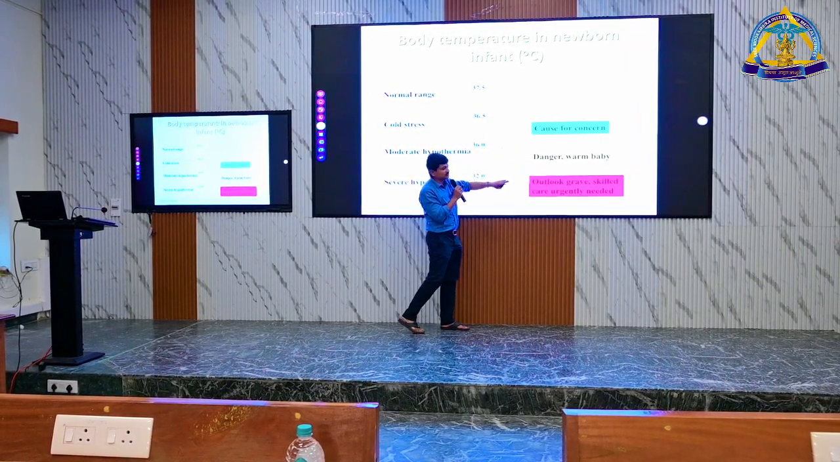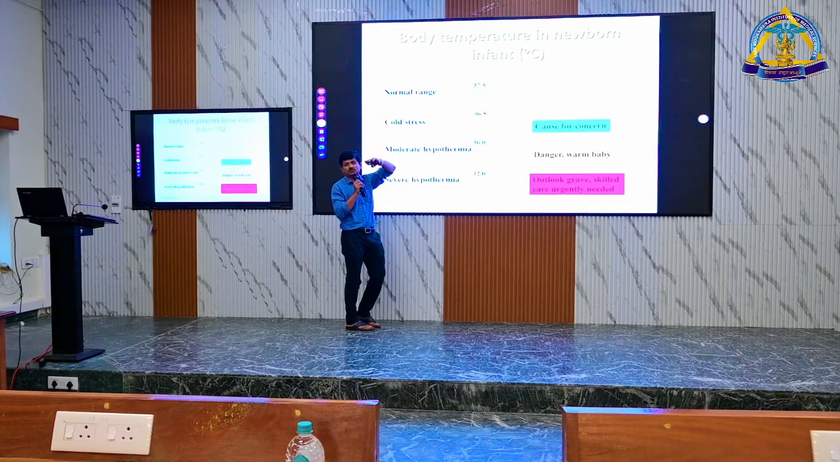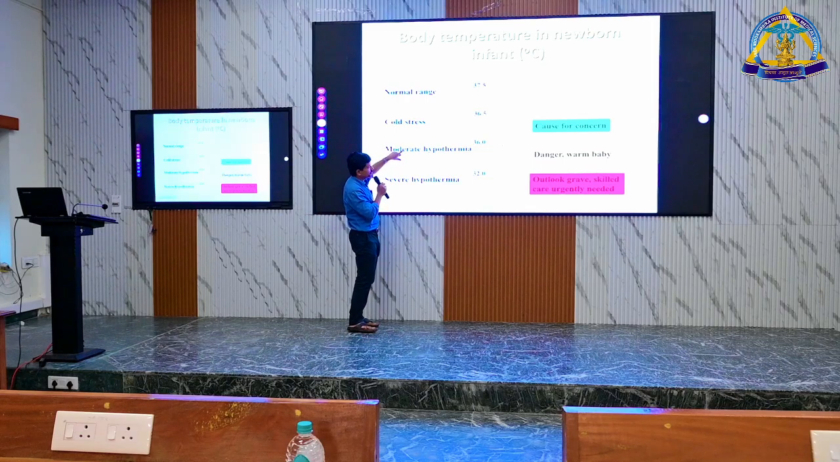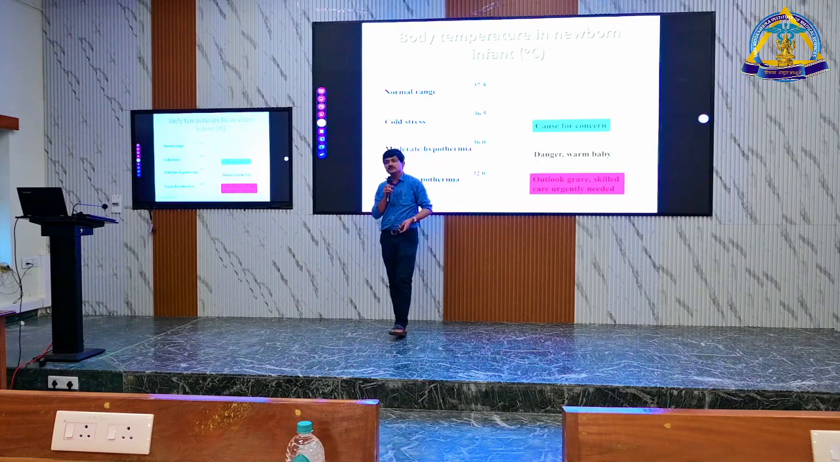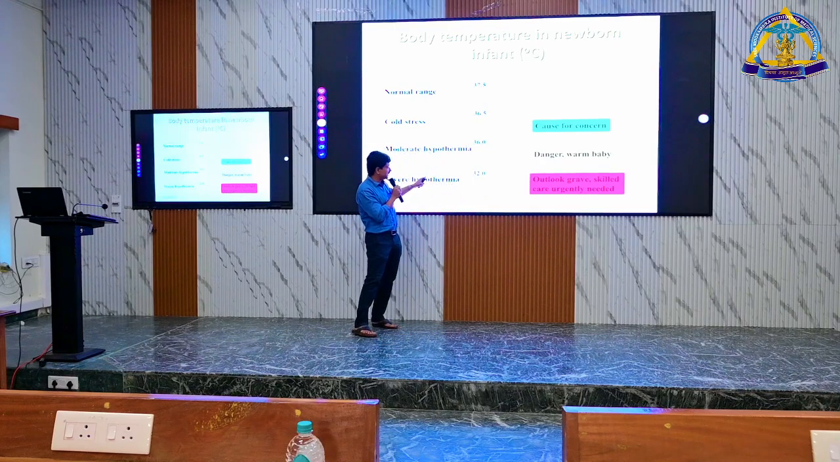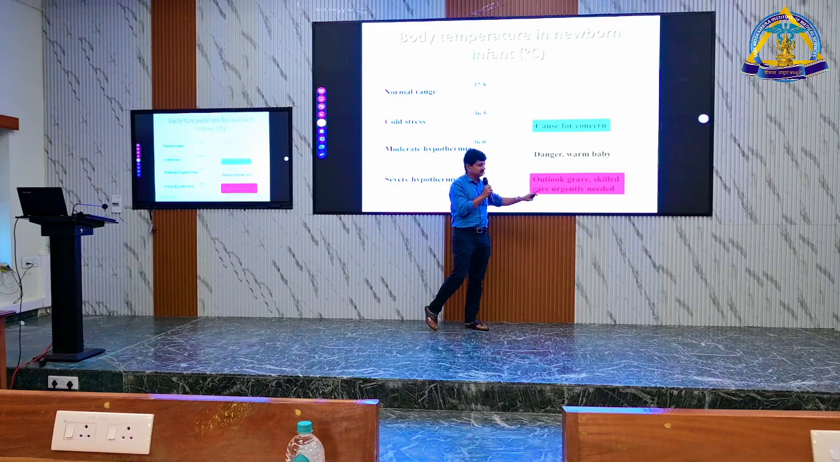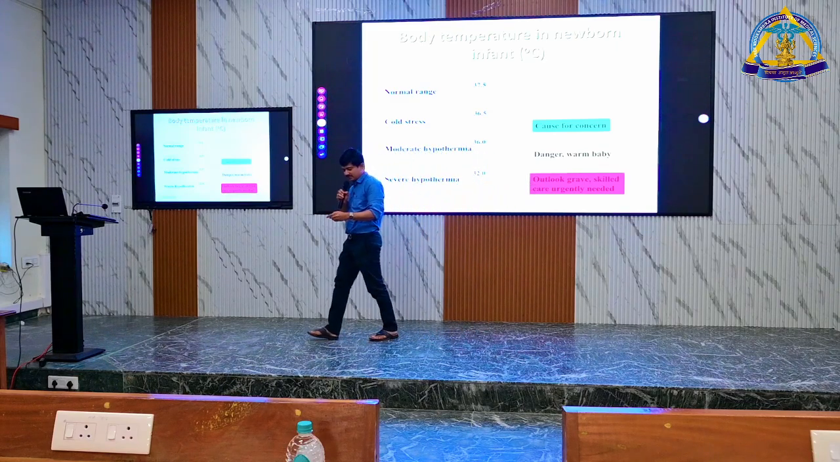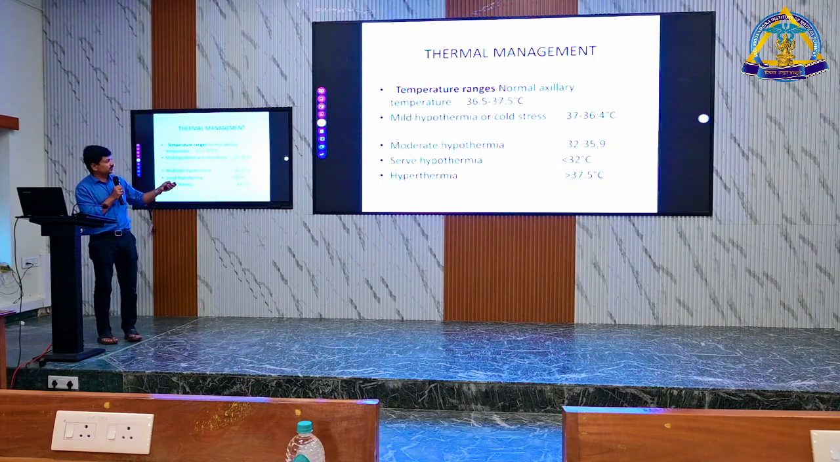Okay, so what is called moderate hypothermia? This is mild, cold stress, also called mild hypothermia. Moderate hypothermia is between 36 and 32 degrees Celsius. It is in danger, you have to definitely warm the baby. And what is severe hypothermia? Anything less than 32 degrees Celsius. It has to be attended to urgently. So what are the clinical manifestations? We will discuss them if time permits. Now, thermal management also.